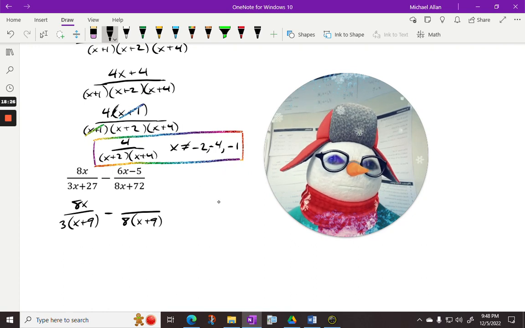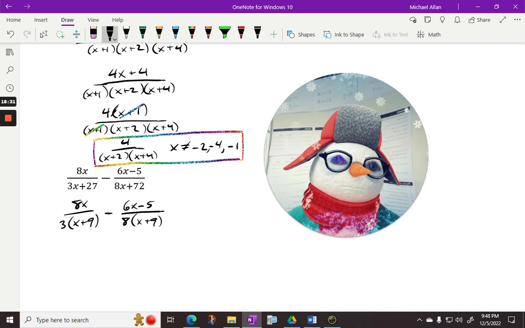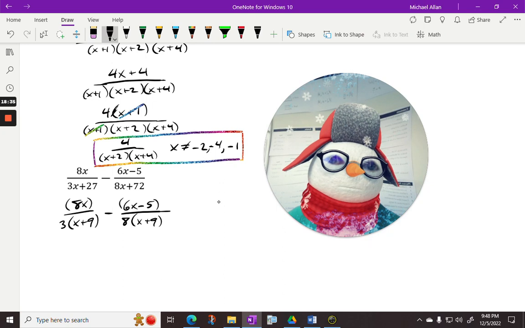And then the top, I can't factor the top. Plus, it doesn't really do anything either. So I'm going to put that in brackets. I'm going to put this one in brackets too.